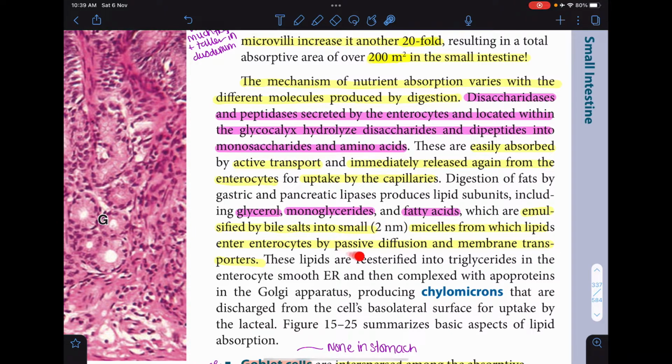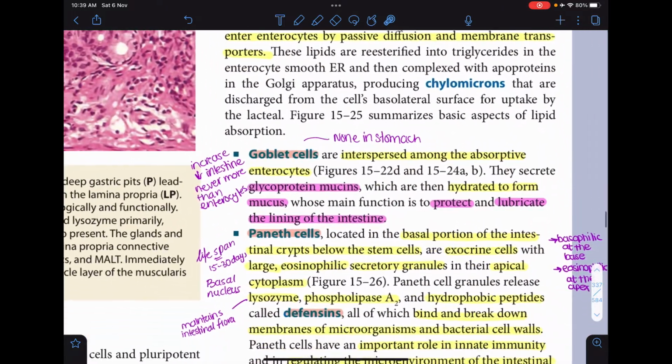هون by passive diffusion and membrane transporters, and these lipids are then reesterified into triglycerides in the enterocyte smooth endoplasmic reticulum, and then they are complexed with apoproteins in the Golgi apparatus producing chylomicrons. هذول الchylomicrons are discharged from the cell's basolateral surface for uptake by the lacteal, and this is how يعني the fats are absorbed. The doctor didn't mention it at all, but يعني موجودة بالكتاب so it's included.